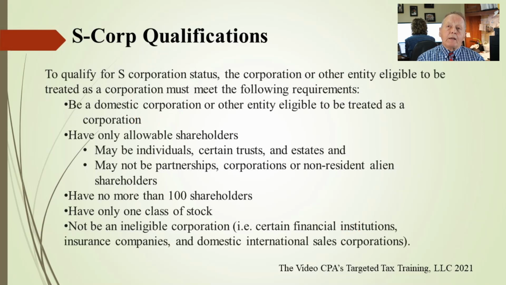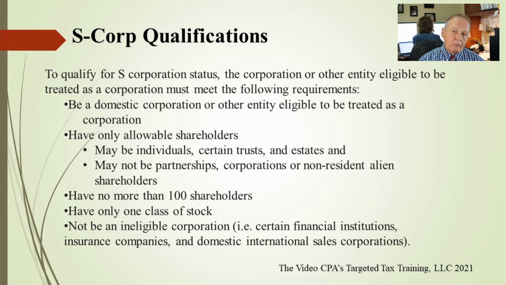All right, some qualifications to be an S-Corp. First of all, you've got to be a domestic corporation or a legal entity that's eligible to be treated as a corporation. I'll talk about that in a minute. Also, there are certain shareholders that are allowable and some that are not. Certainly an individual is an allowable shareholder. Certain trusts and estates are allowable shareholders, but partnerships are not, and corporations are not allowable shareholders. Neither are non-resident alien shareholders.